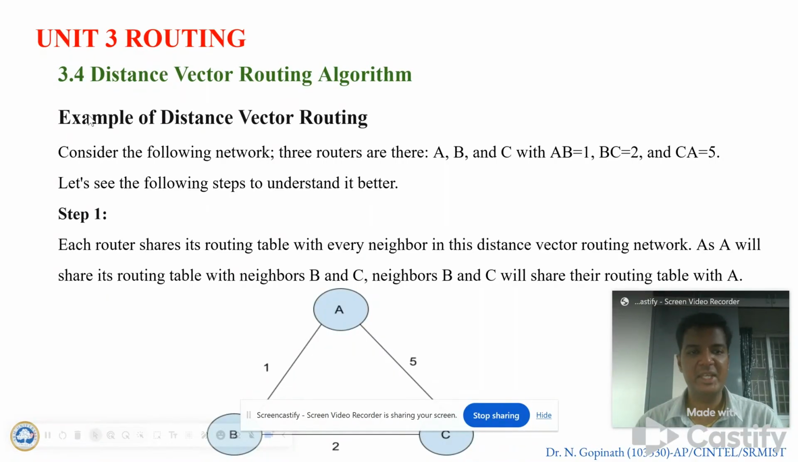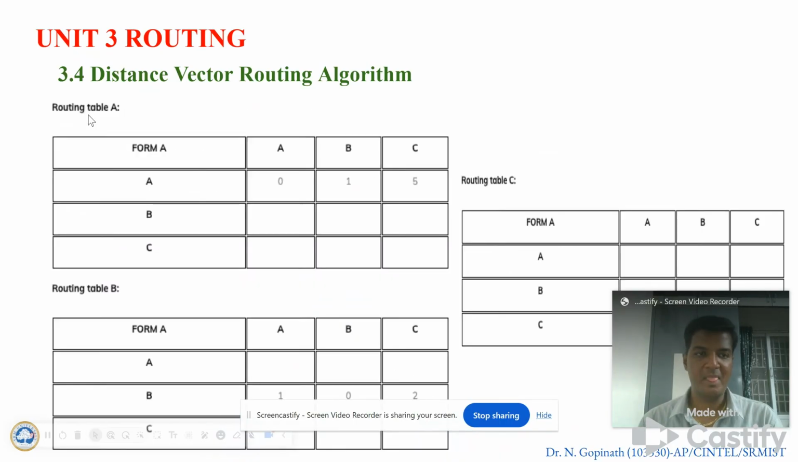So here is a simple example given for distance vector routing. Consider the following network. Three routers are there, A, B and C, with AB equal to 1, BC equal to 2 and CA equal to 5. Let us see the following steps to understand it better. Each router shares its routing table with every neighbor in distance vector routing, as A will share its routing table with neighbors B and C. Neighbors B and C will share their routing tables with A.